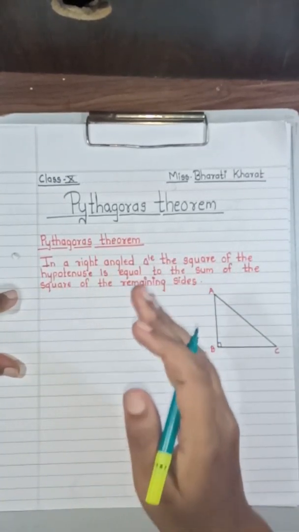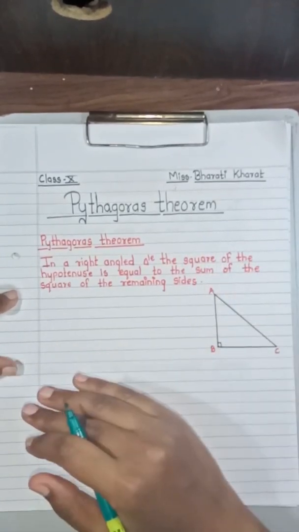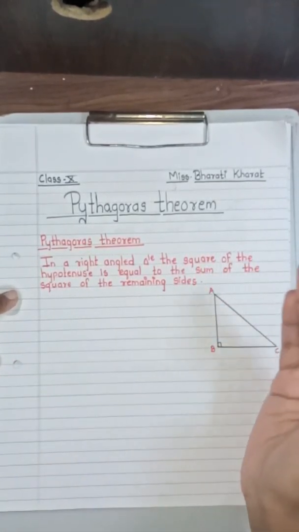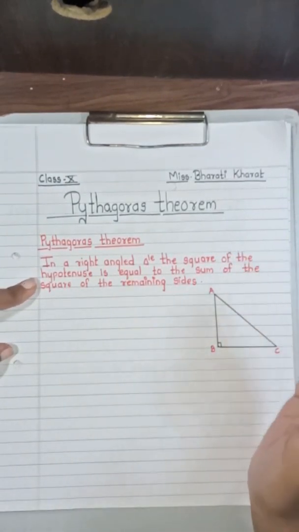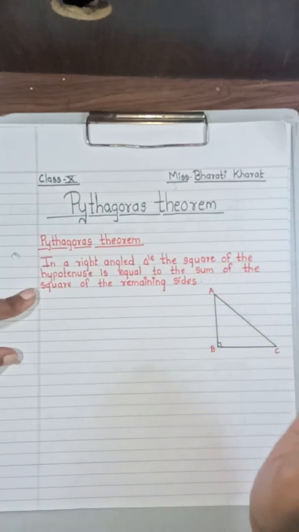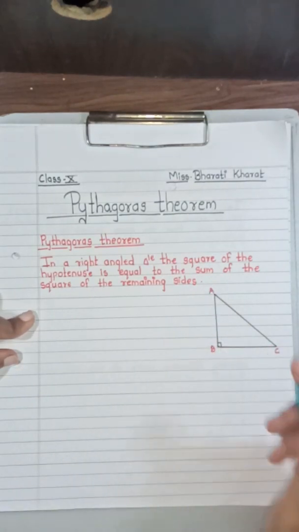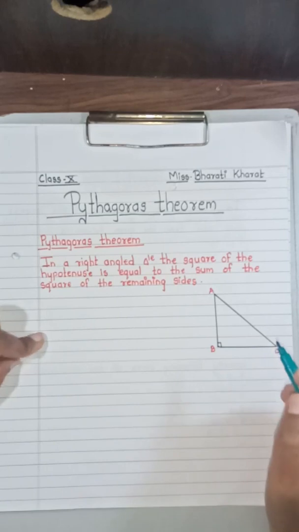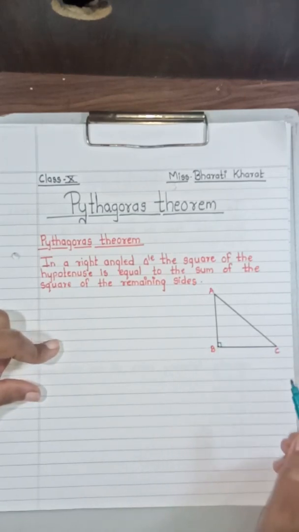Now Pythagoras theorem. If you go in your previous knowledge, what was Pythagoras theorem? Pythagoras theorem is, in a right angle triangle, the square of the hypotenuse is equal to the sum of the squares of the remaining sides. Okay, now for your understanding, I have drawn a diagram over here. Triangle ABC is a right angle triangle, and you can see angle B is 90 degree.